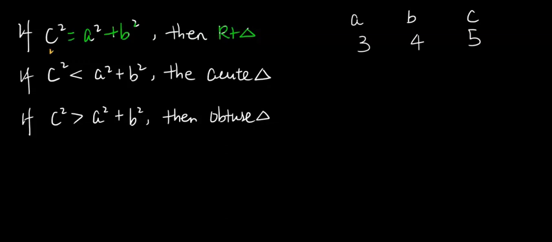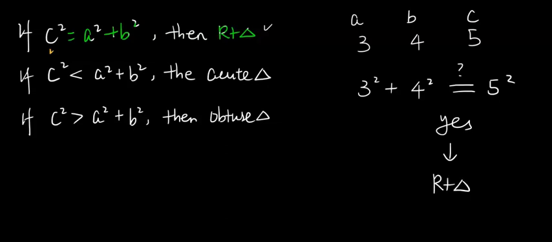Now we're going to test it out. Of course, if you remember, you can spot immediately. You say this is a Pythagorean triple, then definitely it is a right triangle. If you don't remember, you can do this: is this squared plus this squared equal to 5 squared? The answer is yes. Then we say, okay, it is a right triangle. That's how you do it.